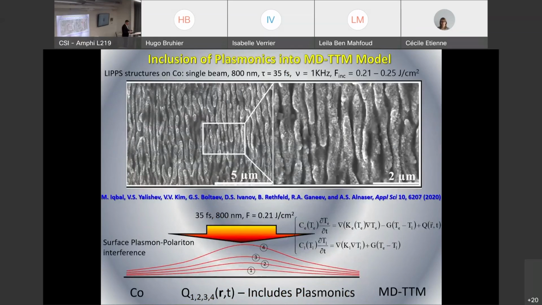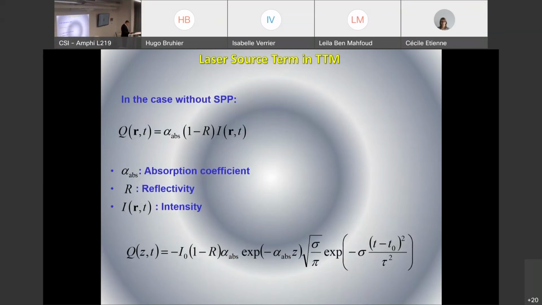So, of course, the natural place to include plasmonics seems to be in the continuum description of free carrier dynamics, which is a part of the combined atomistic continuum model. So it is a source term entering the continuum description of electrons. In the multipulse regime, of course, the feedback between the newly obtained surface and absorption of the new laser pulse must be accounted for. So in a simpler way, without surface plasmon polariton, the source term entering the temperature part of the combined model is quite simple.